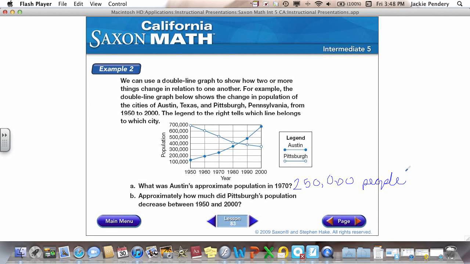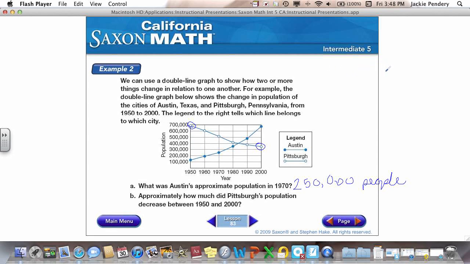All right, question B. Approximately how much did Pittsburgh's population decrease from 1950 to 2000? So we see here in 1950 that they had a population of 700,000 people, but in 2000 their population decreased to approximately halfway between the 300,000 and the 400,000, so 350,000.